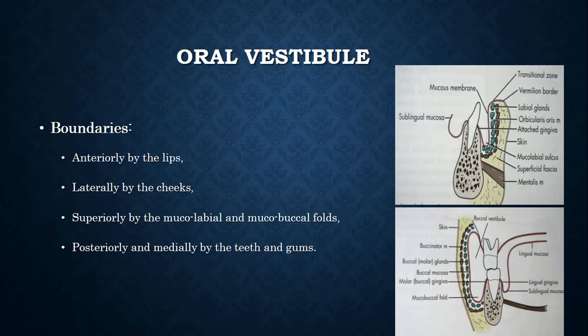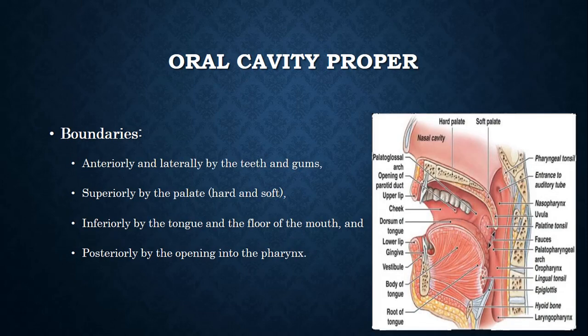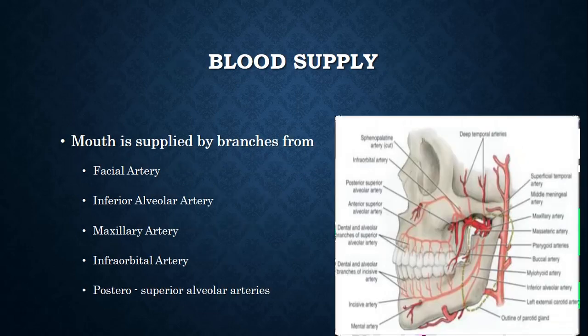The oral vestibule is bounded anteriorly by the lips, laterally by the cheek, superiorly by the mucolabial and mucobuccal folds, and posteriorly and medially by the teeth and gums. While the oral cavity proper is bounded anteriorly and laterally by the teeth and gums, superiorly by the hard and soft palate, inferiorly by the tongue and the floor of the mouth, and posteriorly by the opening into the pharynx.